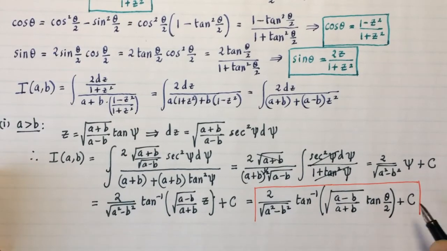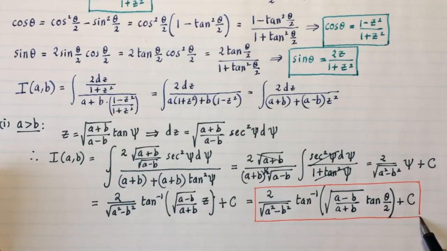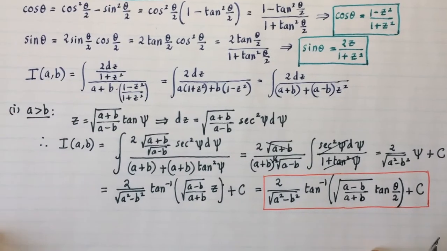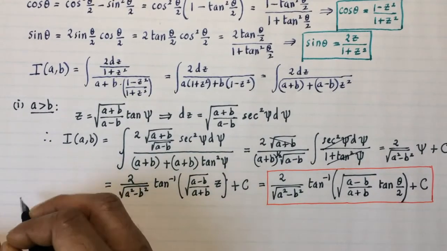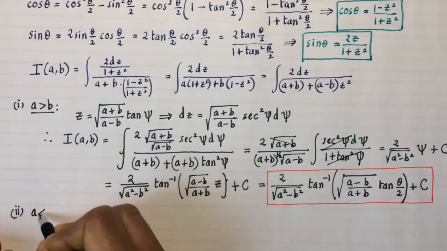And not one that you could have done by any other means. It's quite a tricky integral, and you cannot just do this using the standard tricks of calculus that you may have learned. Now, what if a were not bigger than b but less than b? So let's address that case.